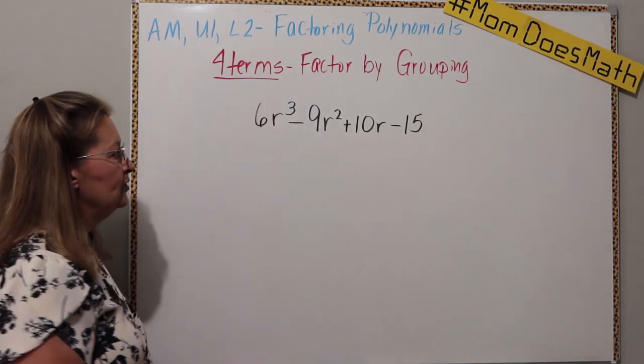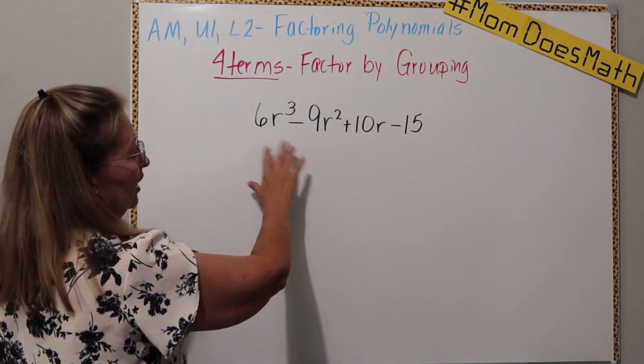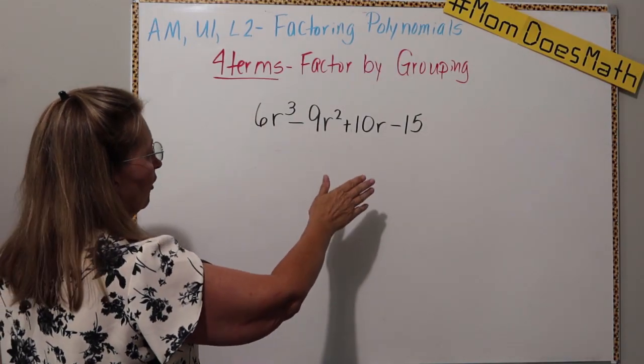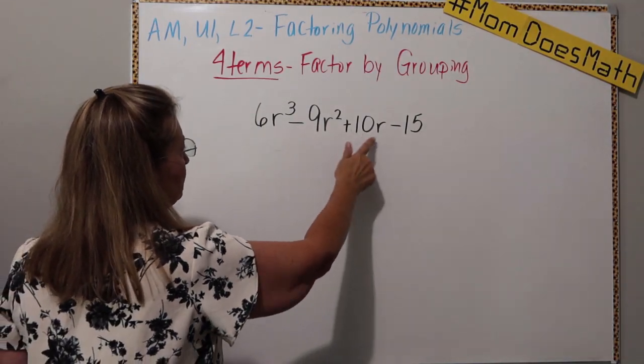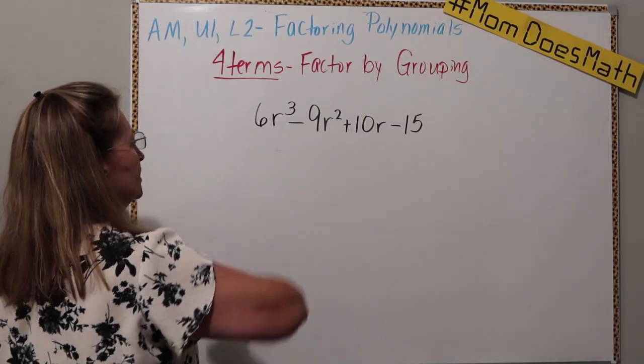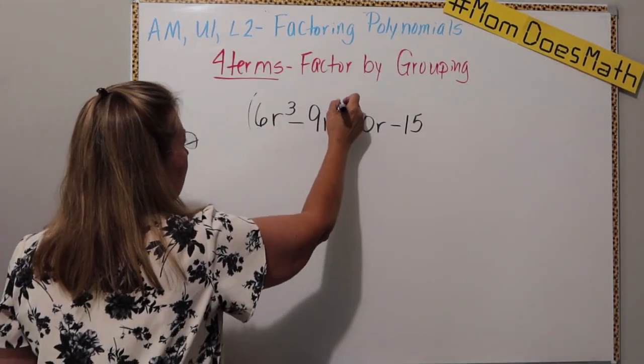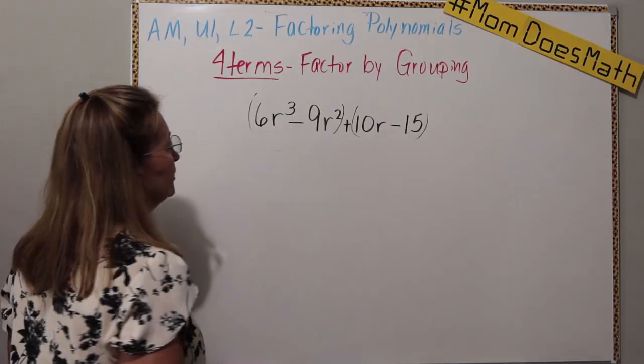Okay, let's look at number 23. I look for a greatest common factor. There's not one. I count my terms. 1, 2, 3, 4. I know my only option is to factor by grouping. So let me go ahead and group 2 and 2.